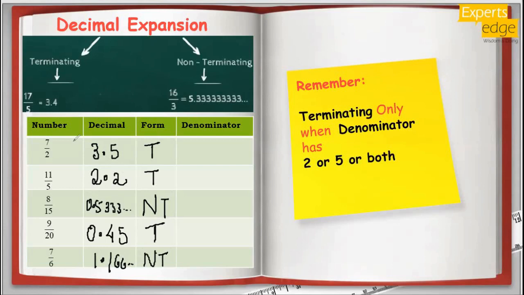So just observe the denominators of these. This is nothing but 2. This is nothing but 5. This is 3 into 5. 20 is 2 square into 5, right? And 6 is 2 into 3.